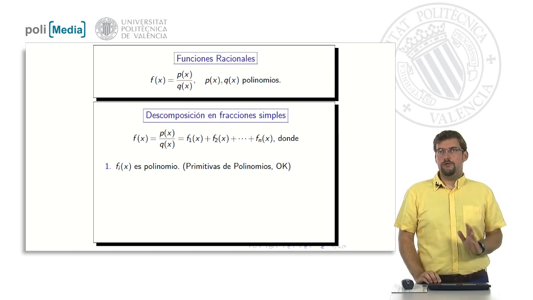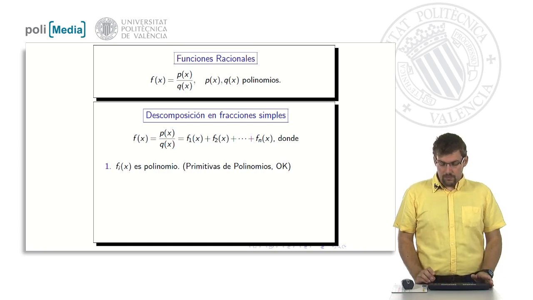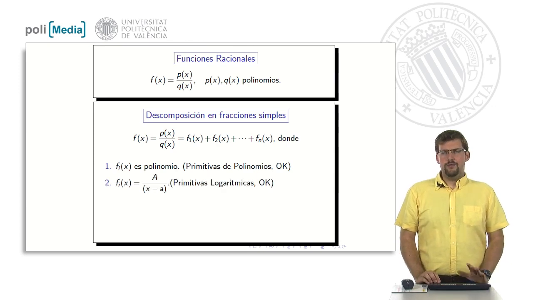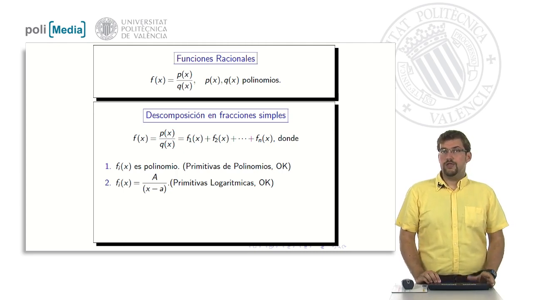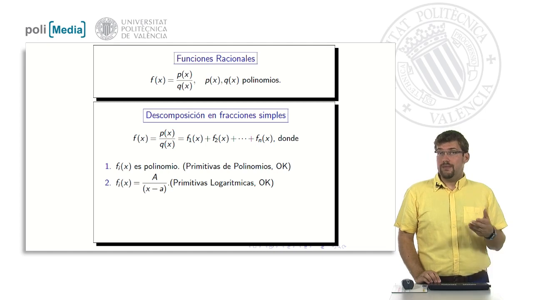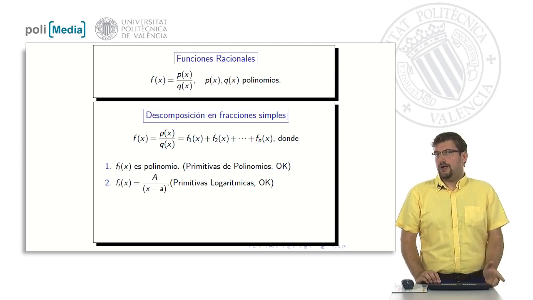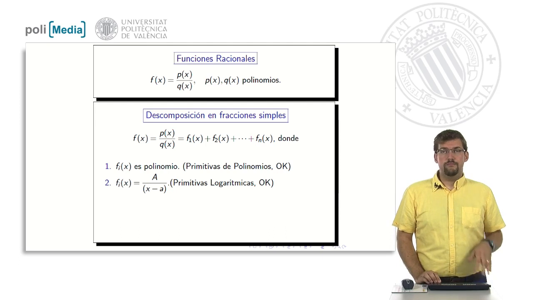Then, in the case of the function f1, which would give us a polynomial in any case, it is quite simple mainly because calculating the primitive of a polynomial is standard. The second type of function that can be found is of the form 1 over x minus a, and this kind of function is called logarithmic. The primitive of these functions is a logarithm of the denominator, except for the constant.